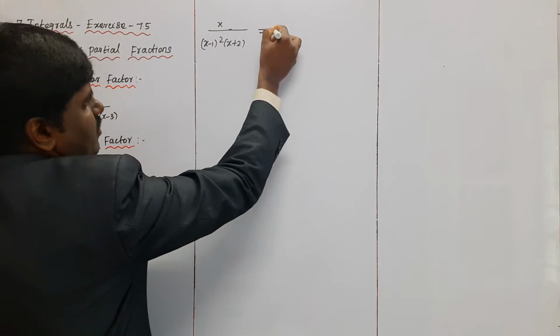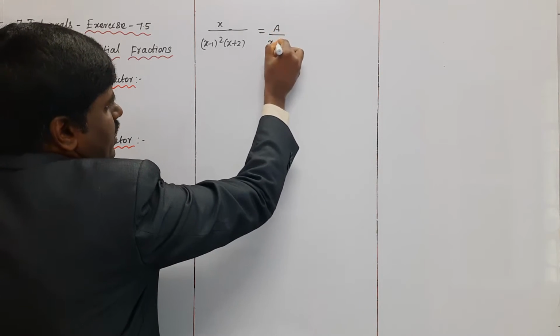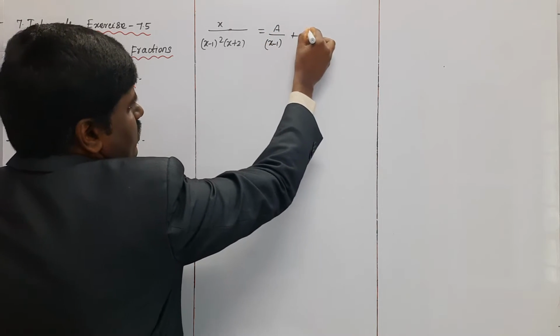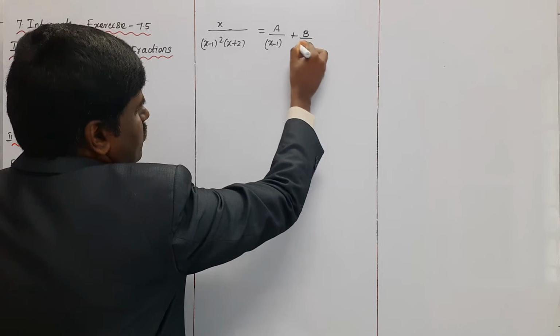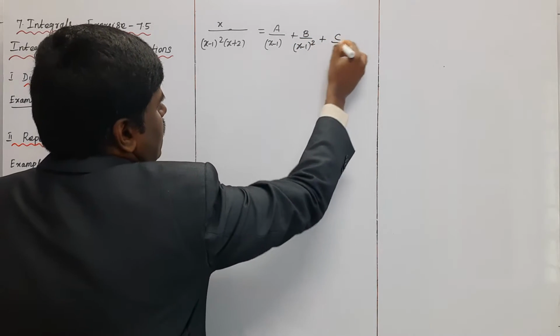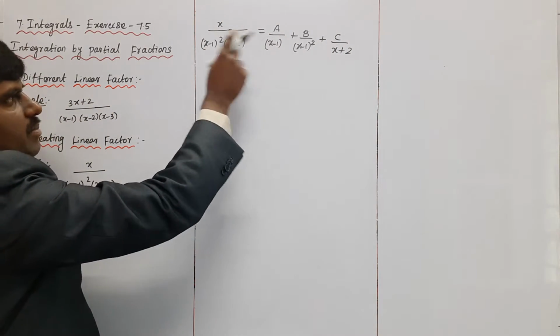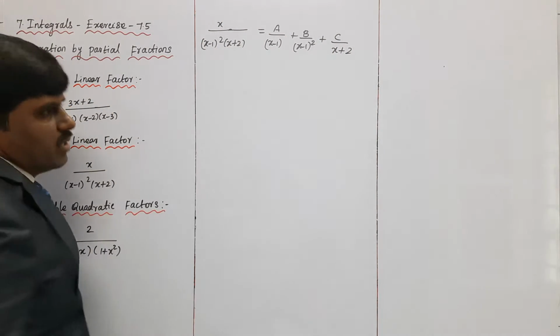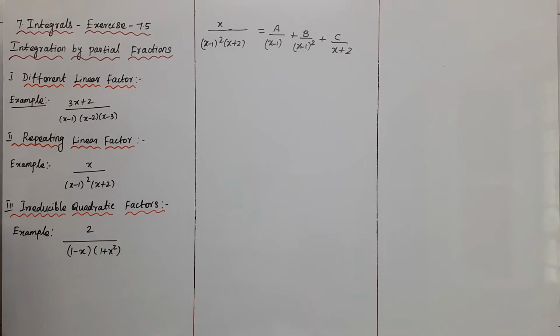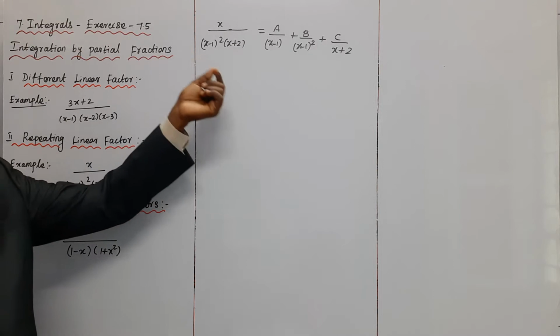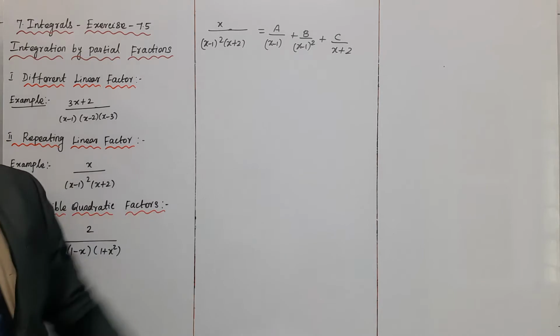First I will introduce a divided by x minus 1, plus b divided by (x minus 1) the whole square, plus c divided by x plus 2. Or a by x plus 2, b by x minus 1, plus c by (x minus 1) the whole square. No problem, both are the same way. So first I will take this one. If you need, you can take the second one, no problem.